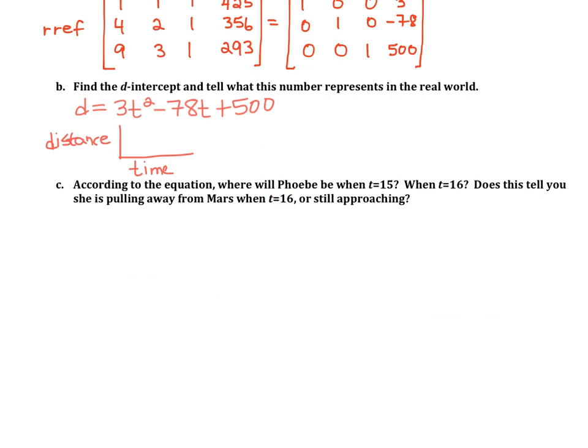All right, in part B, it says find the d-intercept and tell what this number represents in the real world. So all I did here is just recopy our quadratic function that we came up with in part A. And then if we think about it, and I wrote this very, very generically, our distance is going to depend upon the time. So in other words, the distance that Phoebe is from the surface of Mars is going to depend upon the time that has passed since she fired the rocket.